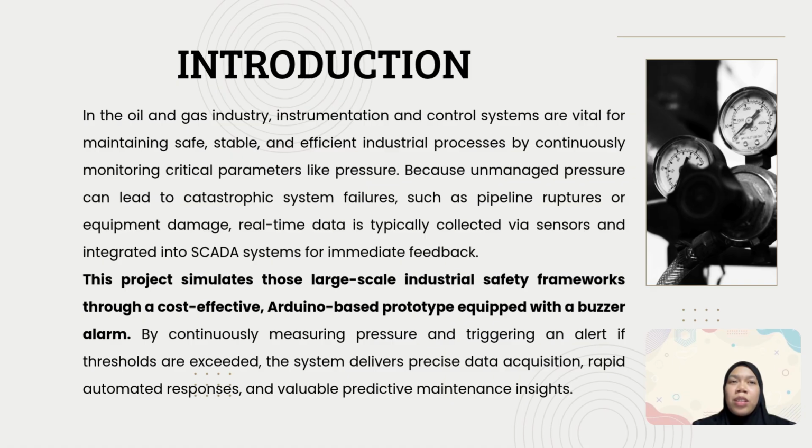First, the introduction. In the oil and gas industry, instrumentation and control systems are the absolute backbone of the operation. They are vital for maintaining safe, stable and efficient industrial processes by continuously monitoring critical parameters, especially pressure. This is very crucial because unmanaged pressure is a massive hazard. If left unchecked, it can lead to catastrophic system failures such as pipeline rupture or severe equipment damage.